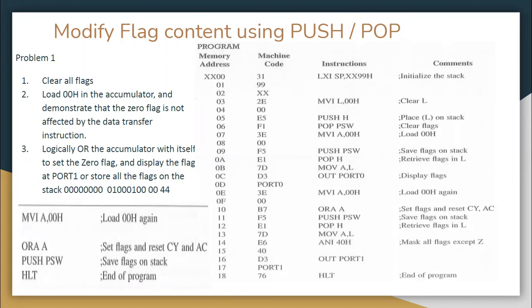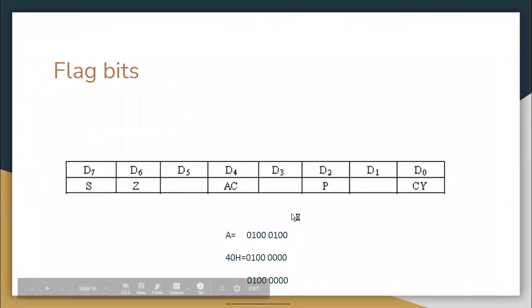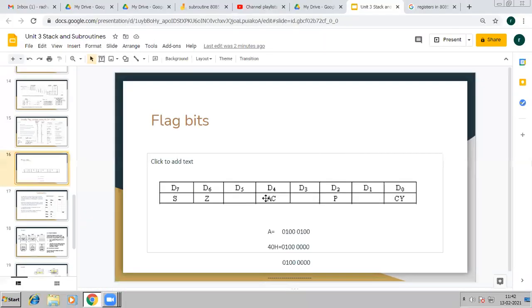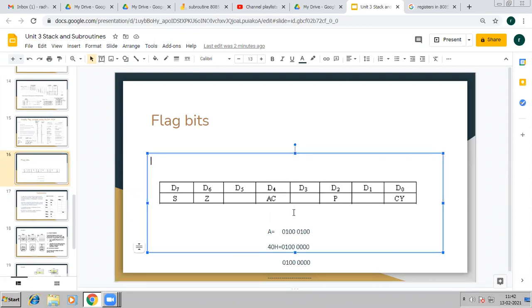Suppose I want to check the parity bit or auxiliary carry. If I want to know whether auxiliary carry is set, then what data do I have to give? 0001, which is nothing but 1 and then 00. I have to do an AND operation with this data. So I can check this data with this.